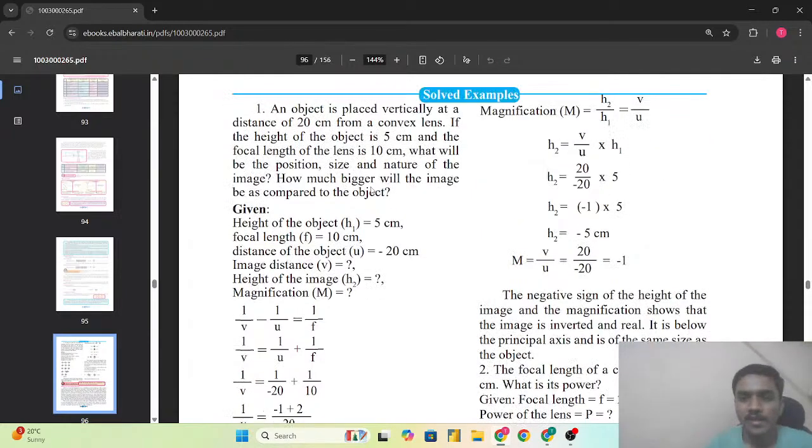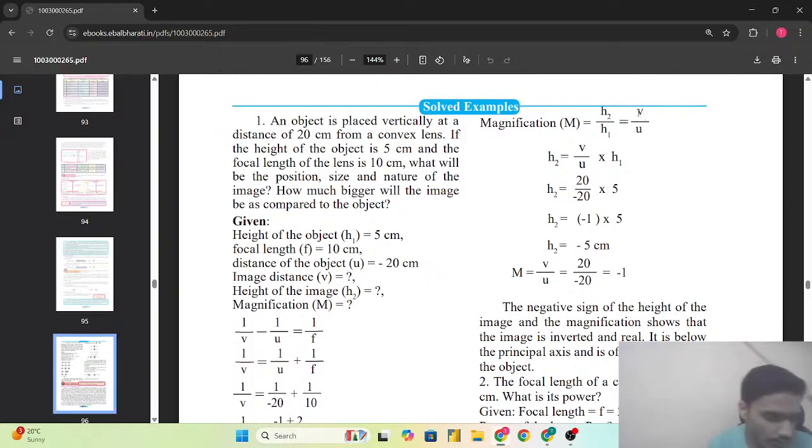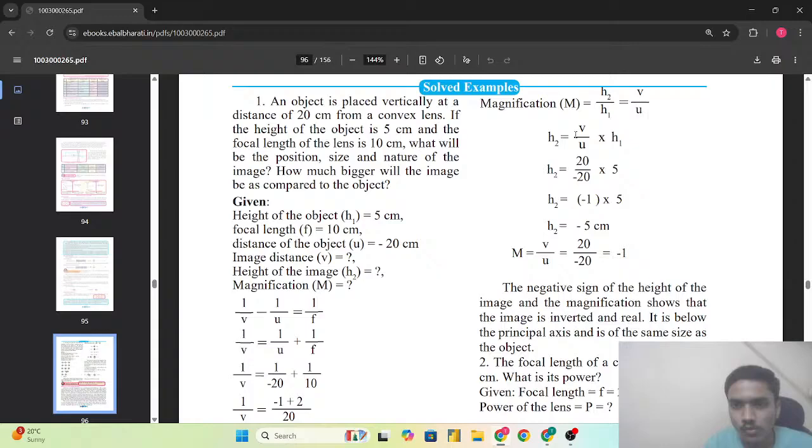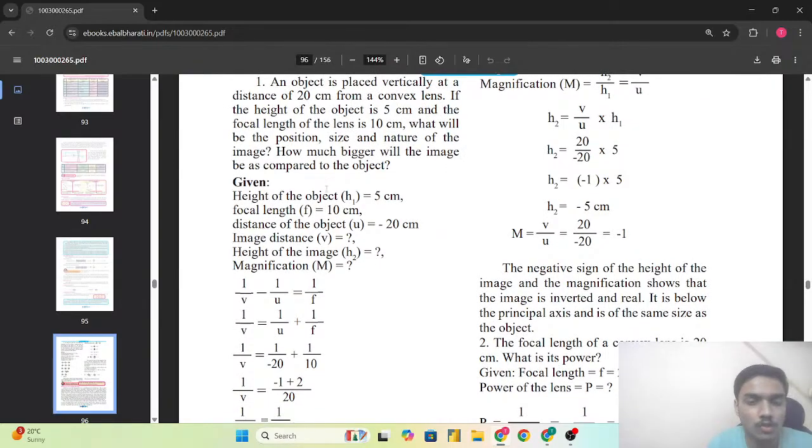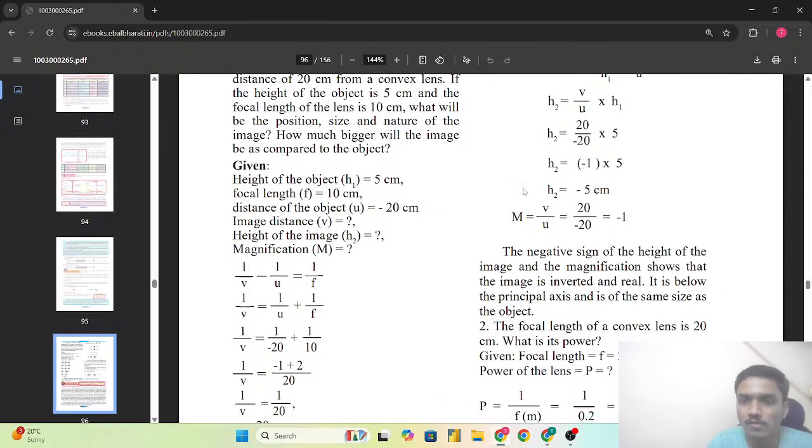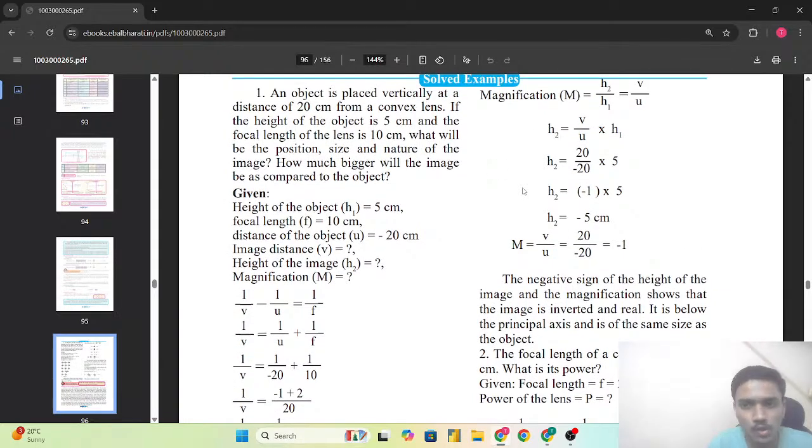So next, why are we using the magnification formula? The magnification formula is equal to h2 upon h1, which is equal to v upon u. So we are having the h2 value here. We are having the v value as we have calculated now, and we are having the u value as it is given. So h2 is equals to v upon u into h1, as the height of the object is also given. So the height of the image can be calculated as h2 is equals to, after solving this, minus 5 centimeter.